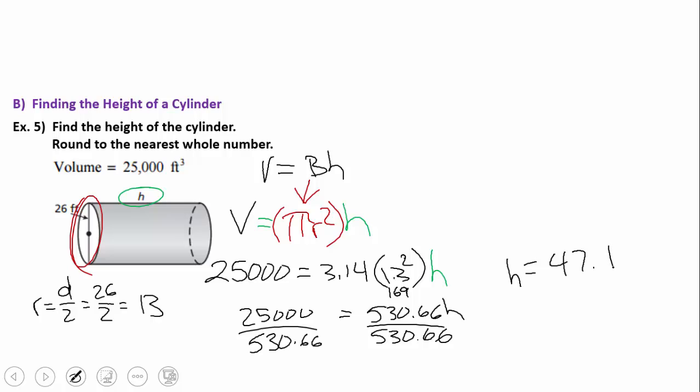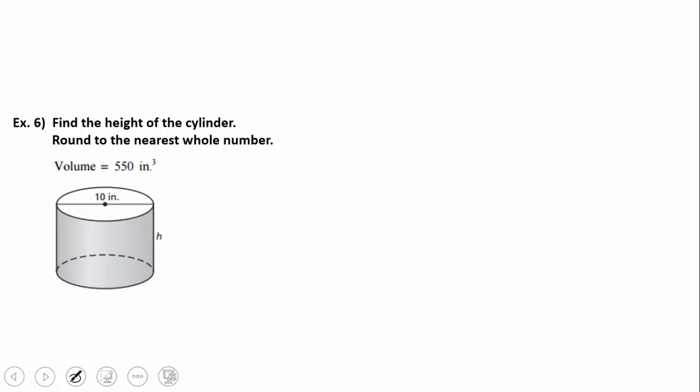And then we're going to round that to the nearest whole number. So the height is approximately 47 feet. Nice. Moving right along. Let's do that one more time. Rounding to the nearest whole number, finding the height of this cylinder.